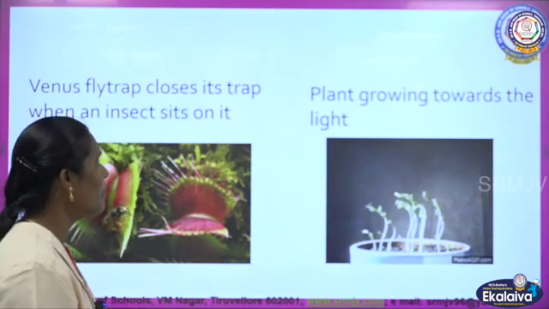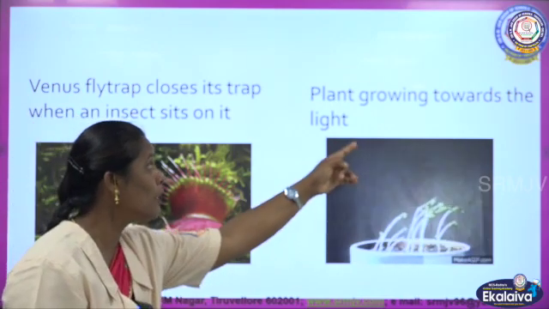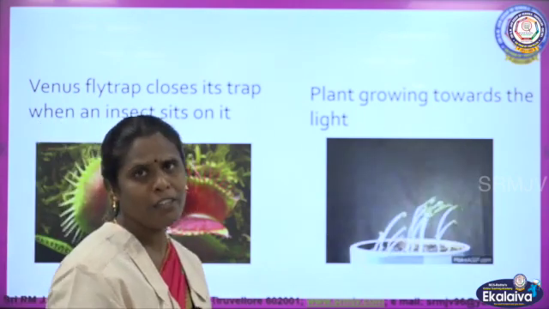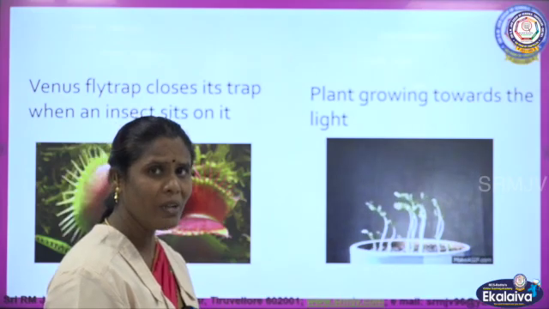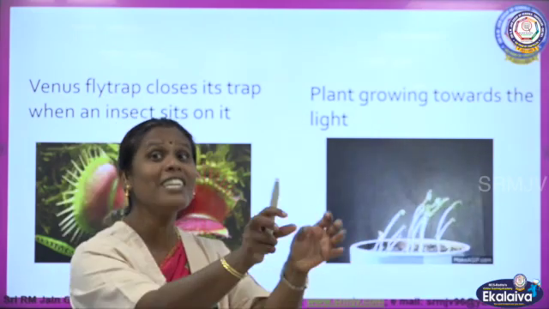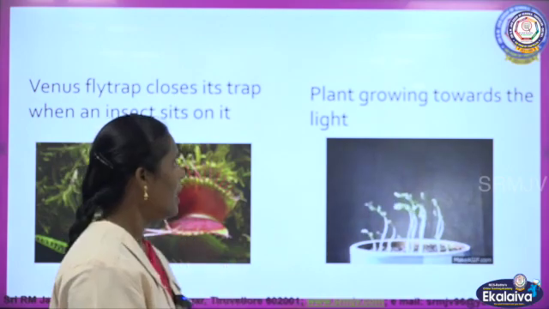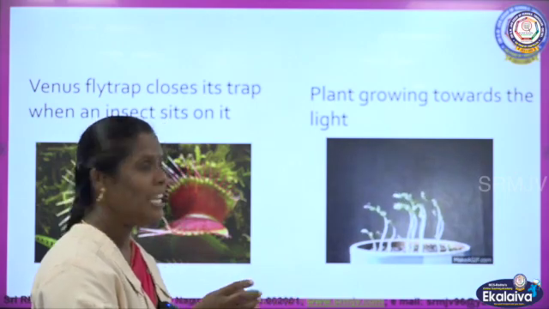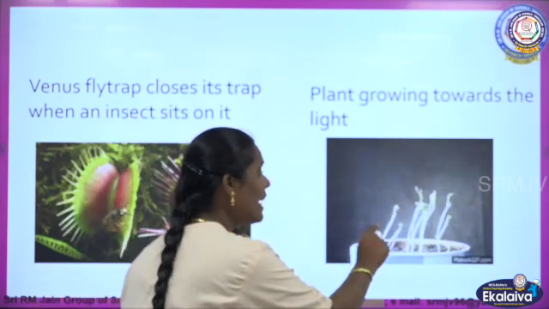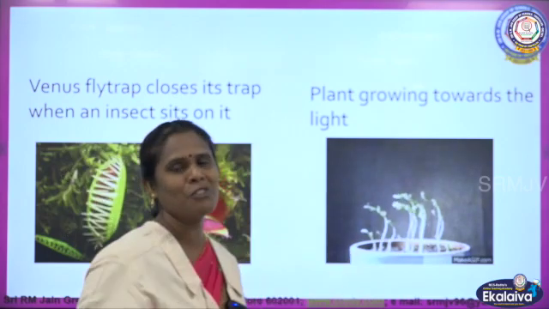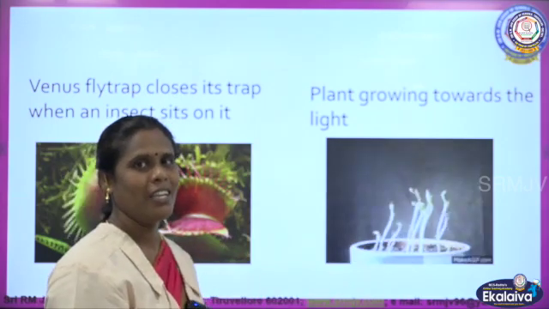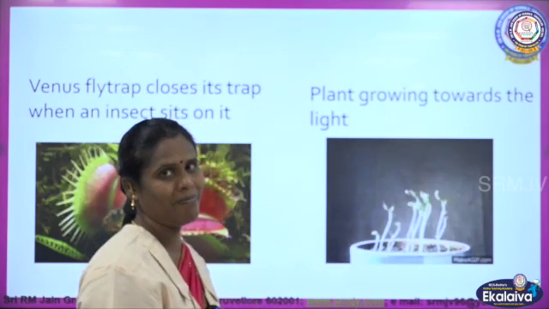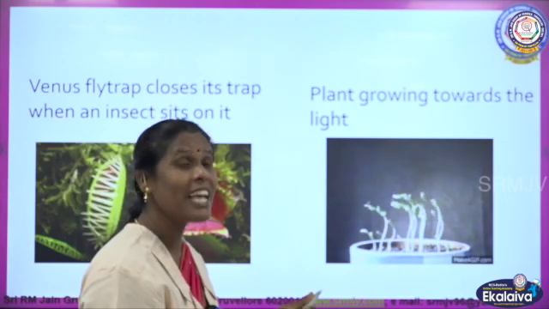Then another example, a plant growing towards the light. If you grow a plant near the window, how does it grow? It moves towards the light. Falling of sun rays is the stimulus. The plant bending and growing towards the light is the response. So we can say it is phototropism. Photo means light.